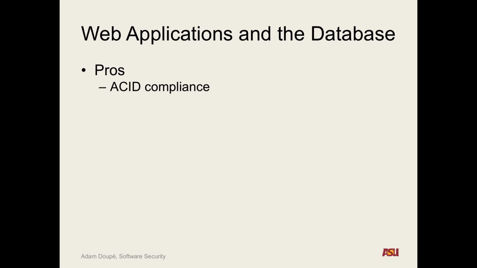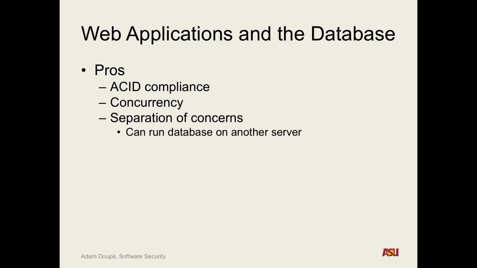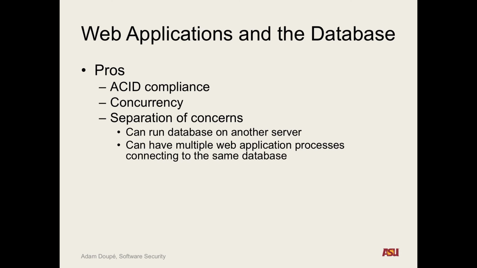Atomicity. How's that word? Consistency, integrity, and durability. Good. Awesome. You also get concurrency, right? There's also great separation of concerns, right? So now you can write your application, the database can be a completely different technology, right? And maybe you can swap them out. And you can run the database on a different server, right? You can have multiple web application processes connecting to the same database.